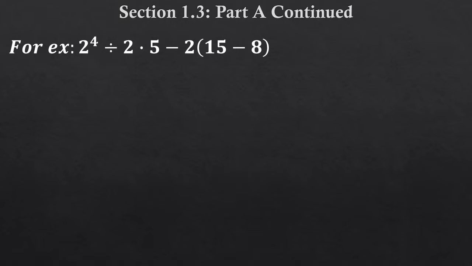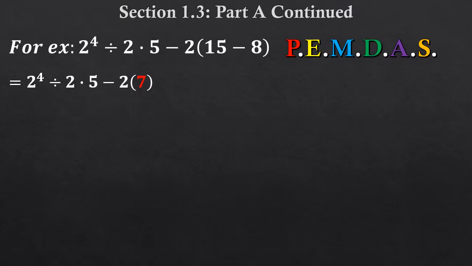According to the order of operations, I'm supposed to do parentheses first. So I'm going to combine 15 with negative 8, which are unlike signs, which will give me 7. I still have a parenthesis remaining, so to speak. Therefore, there's a negative 2 beside a 7, which is multiplication. If I do that, that will give me a negative 14.